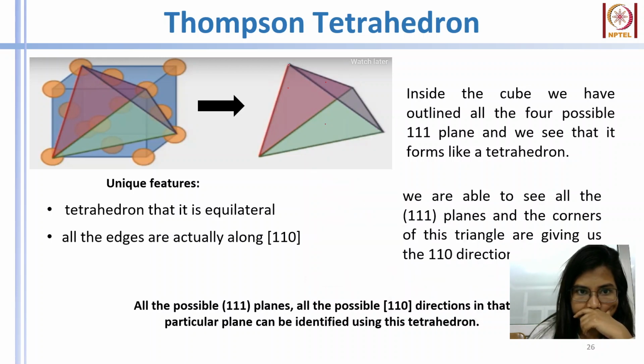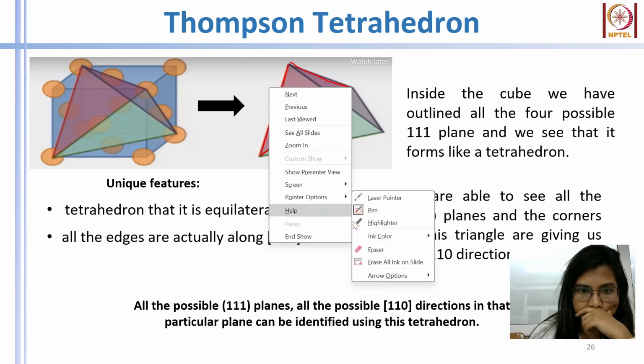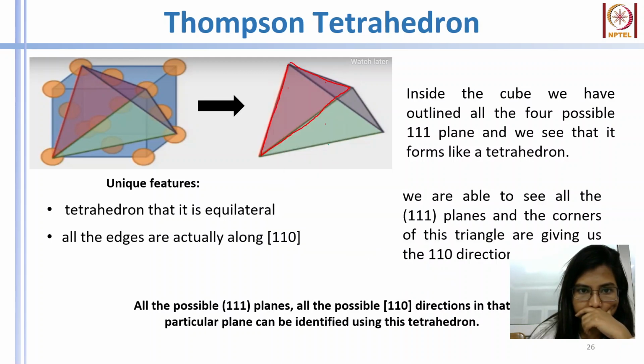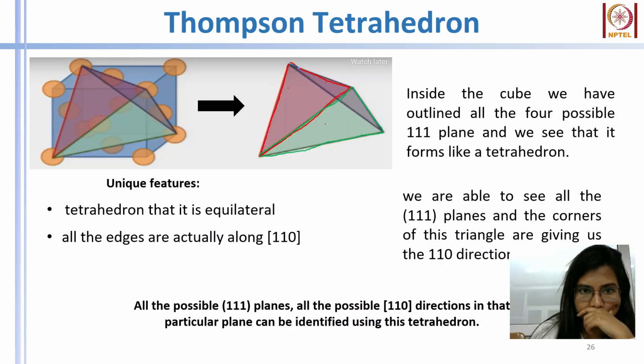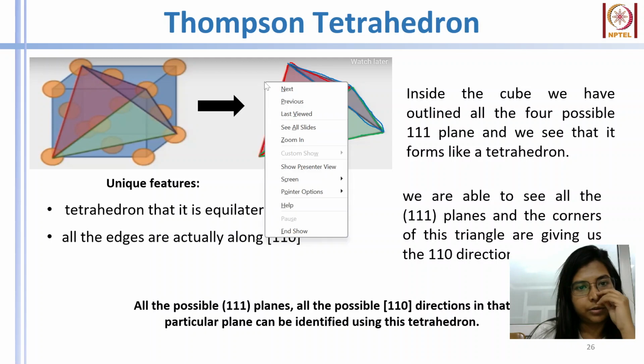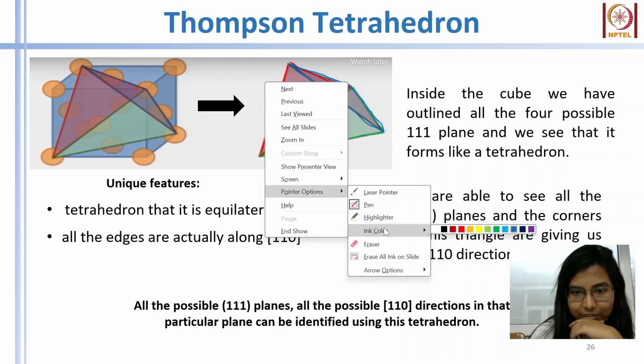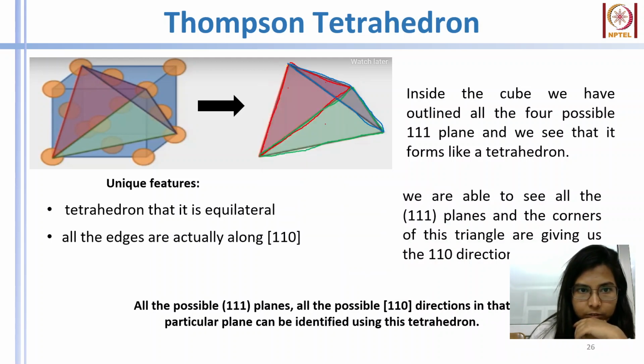At first let me start with red. This is one plane. Green, this is another plane. Blue, the third plane. And then the fourth plane, which color is left? Yellow I can use. This is the fourth plane.